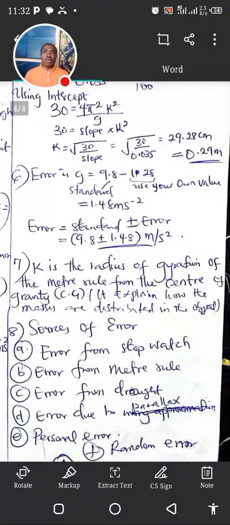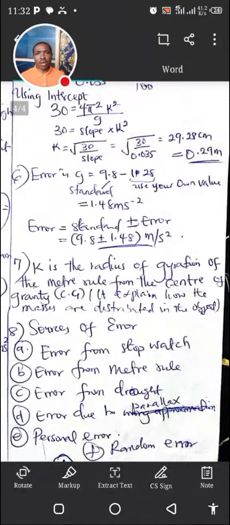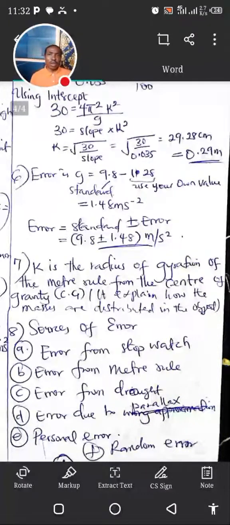So the error could be maybe wrong timing from your stopwatch. Maybe you did not time the moment you released and oscillated that bar pendulum, that ruler, or you started your timing very late, as the case may be. So wrong timing is one cause. You can also have a zero error on the stopwatch. If the stopwatch has a zero error and you didn't notice it in time, and you start taking readings from a particular point, then it's going to be a problem too. That could be a cause too.